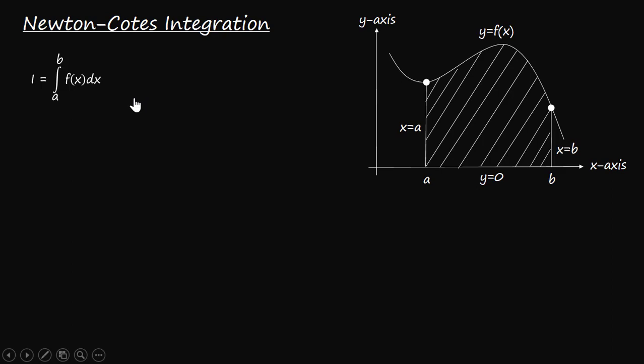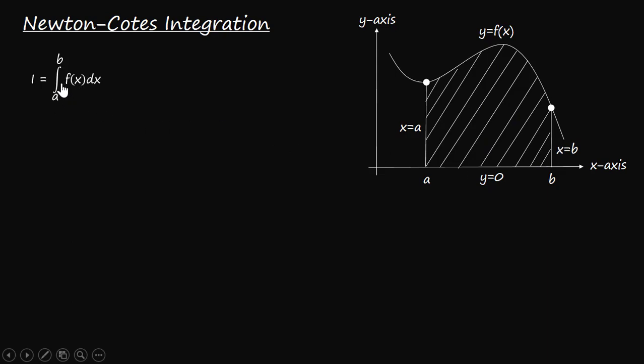The integration of the function f of x from a to b with respect to x gives us the area of the region bounded by the curves x is equal to a, x is equal to b, y is equal to f of x, and y is equal to 0. You can see here in this picture, this shaded region is the area obtained using this integral.